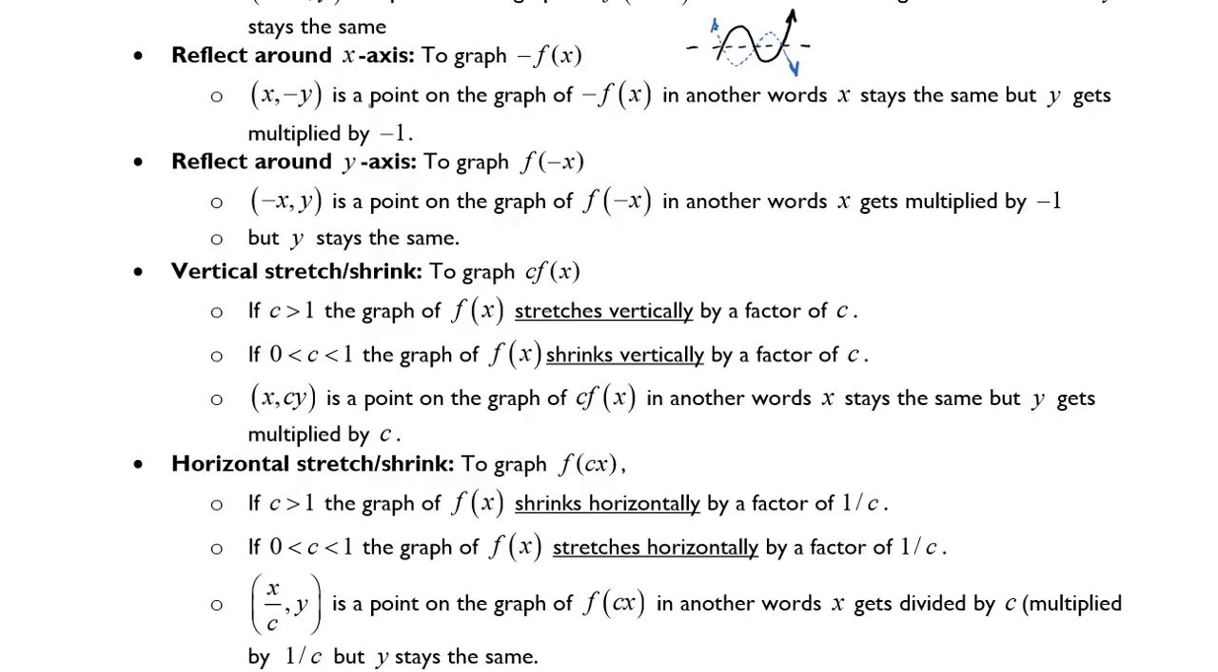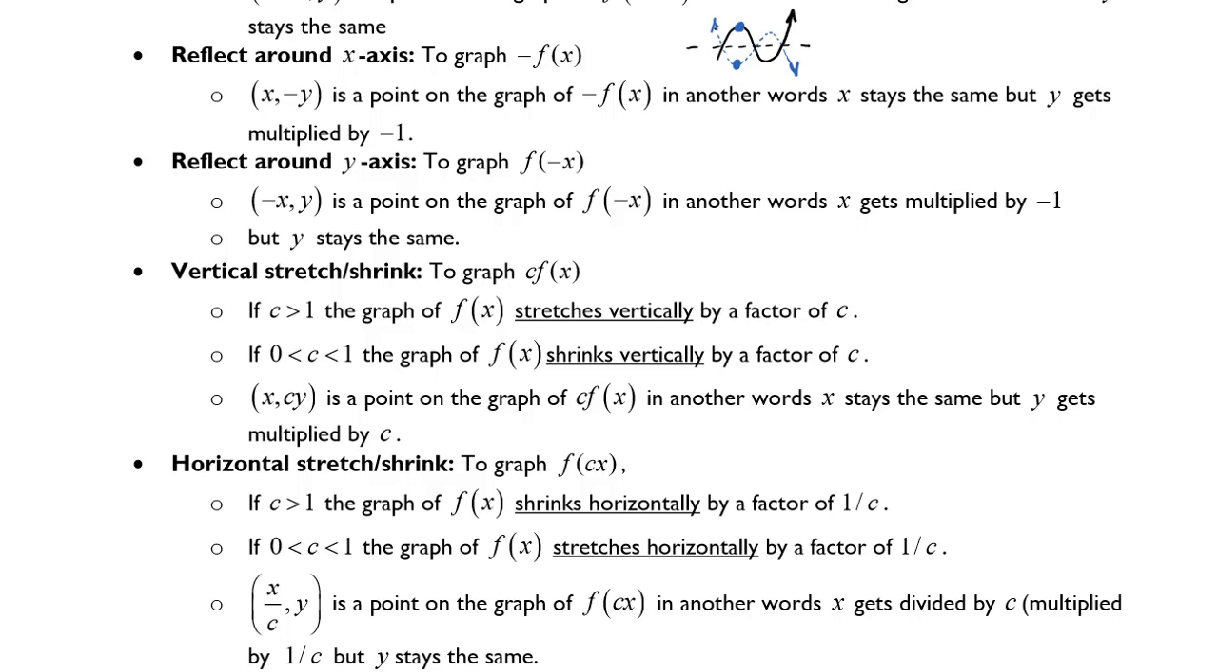x and negative y is a point on the graph of negative f of x. In other words, x stays the same, but y is multiplied by negative 1. So you can see how your y values, the high points, become the low points. They're swapped sign-wise.